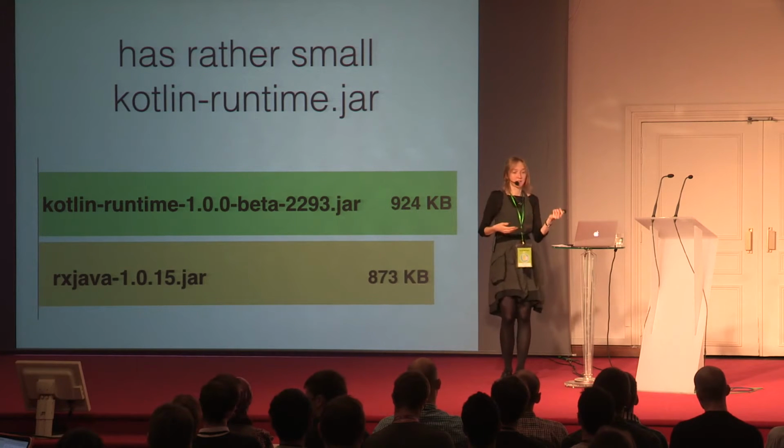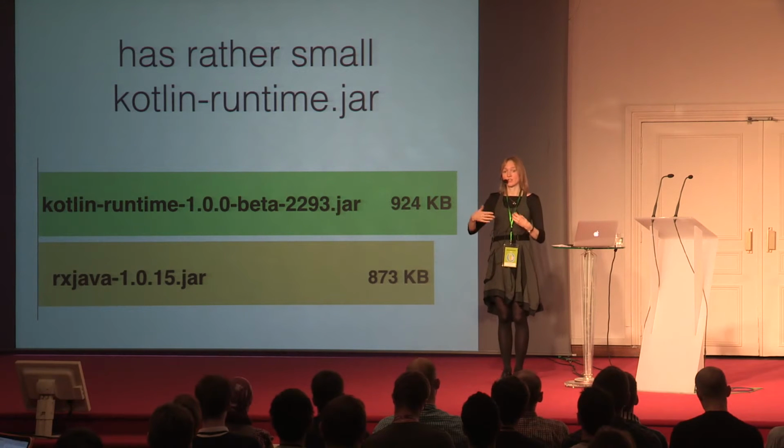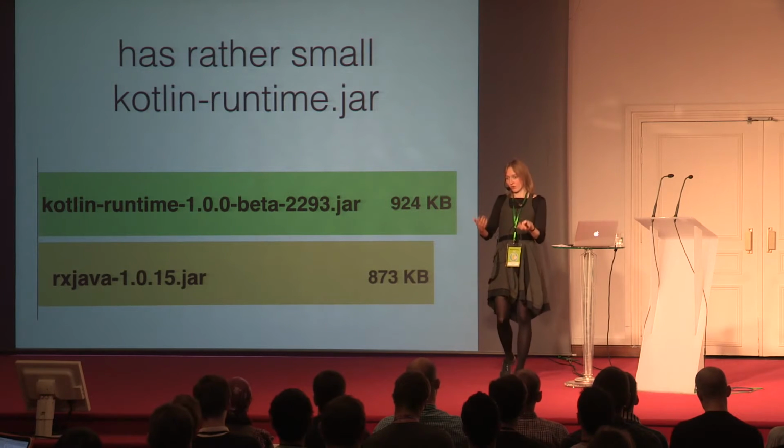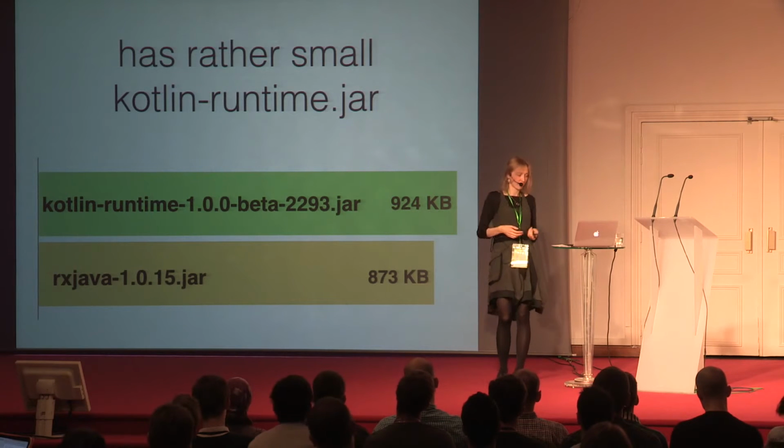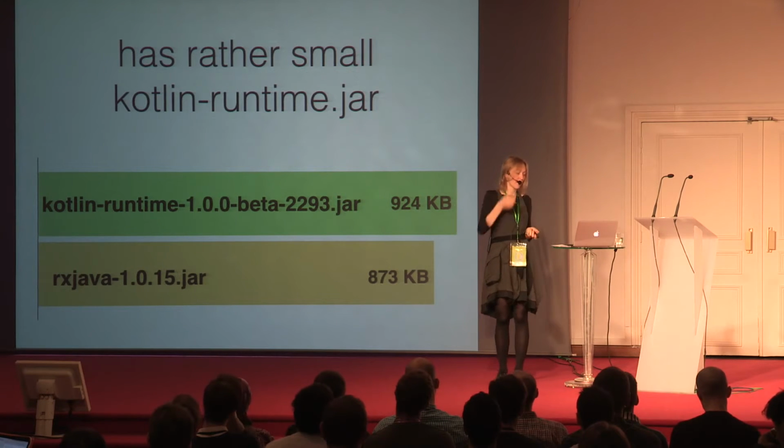So this Kotlin runtime includes extensions to the libraries. When you don't use all of them, they are erased from the final jar, from the final build.